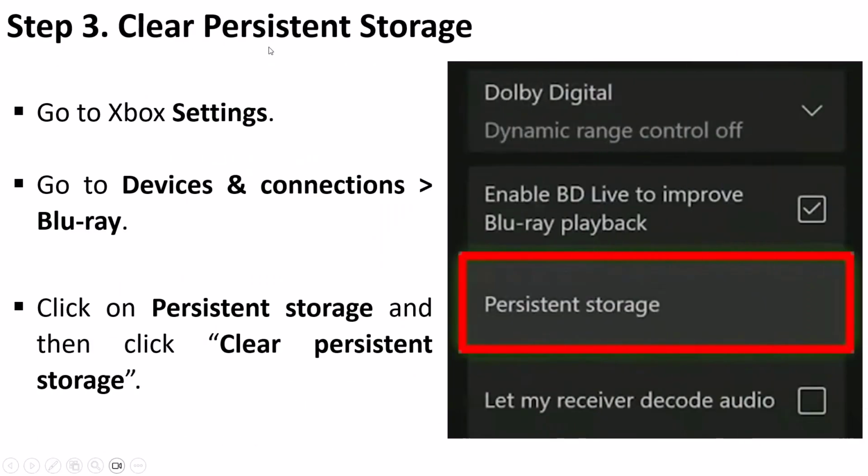Step 3 is to clear persistent storage. So go to Xbox settings, go to devices and connections, Blu-ray, click on persistent storage and then click on clear persistent storage. Now if you don't see this option in your Xbox console, then skip this step.